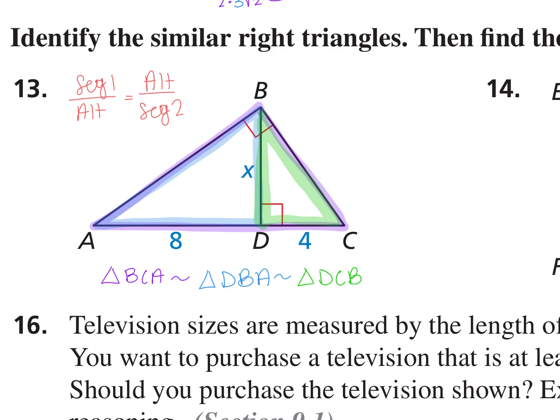So plugging that information in, I'm going to have segment 1 is 8 over x equals x over 4. Cross multiplying, I'm going to get x squared equals 8 times 4. And then getting rid of that squared, I'm going to square root it. I'm going to have, factoring my 8, the square root of 4 and the square root of 2.